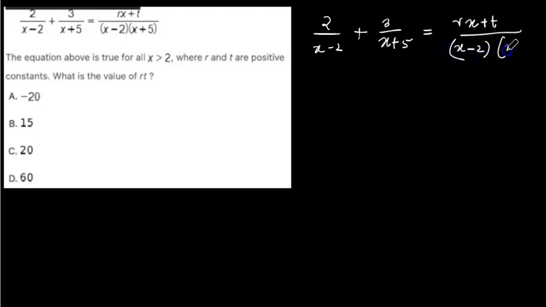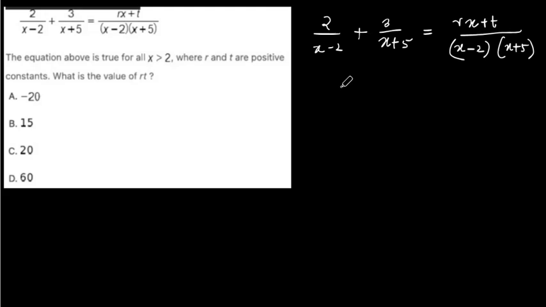This is going to be our next question. This is a very interesting question. You're having 2 over x minus 2 plus 3 over x plus 5 equals rx plus t over x minus 2 times x plus 5. So here the equation above is true for all x greater than 2, where r and t are positive constants. What is the value of rt?